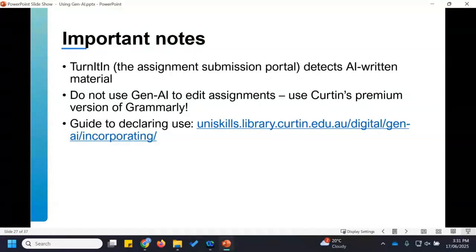Don't use GenAI to edit your assessments either. Use Curtin's version of Grammarly. Does everyone know how to find that if they want to use it? It's in Blackboard. Yep, cool. Blackboard, then institution page on the left-hand side, scroll down to library and study support, and there'll be a link in there.